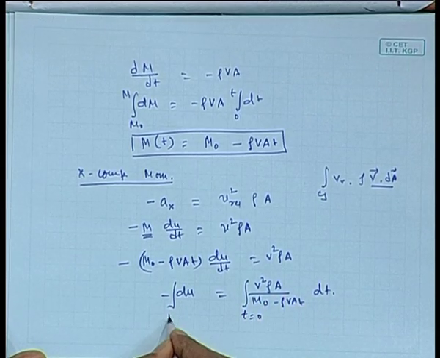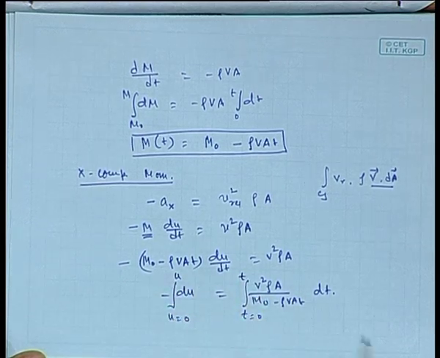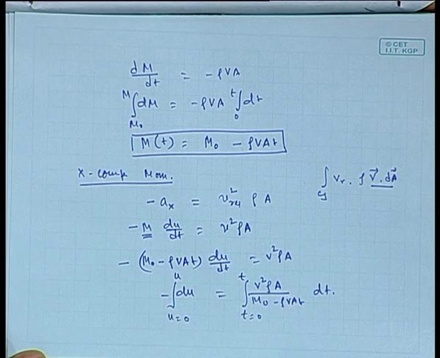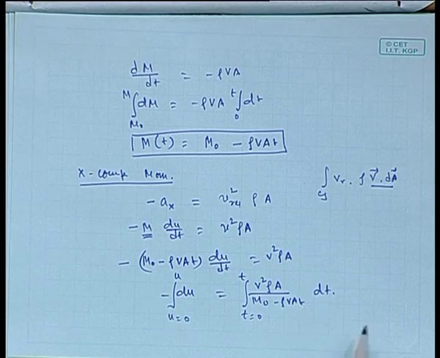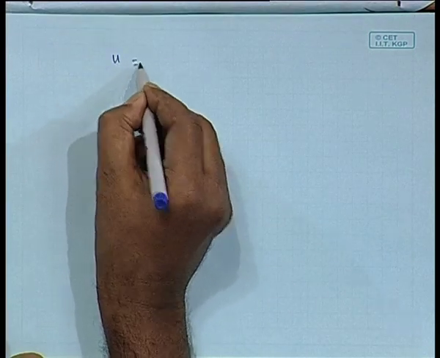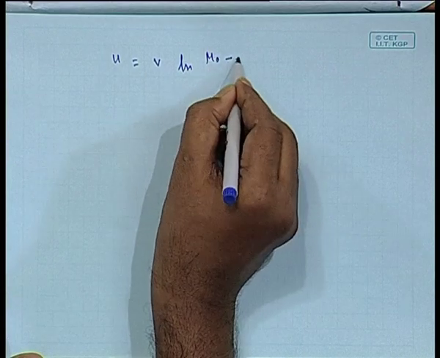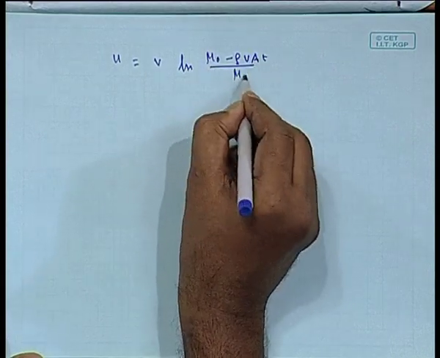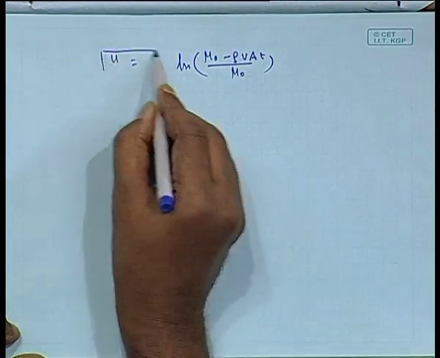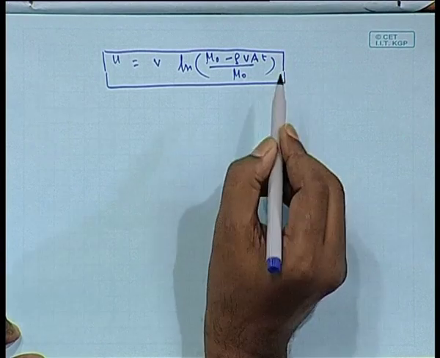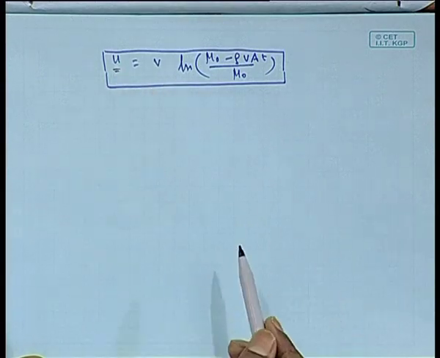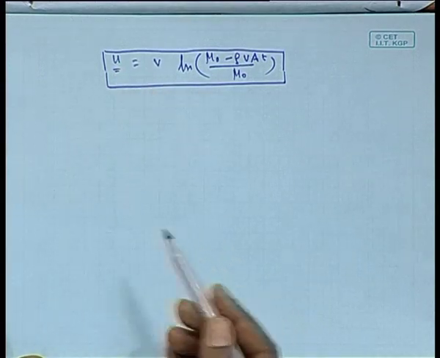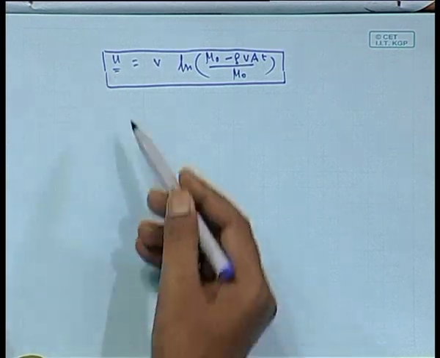At time t equal to 0, the velocity was 0. At time t equal to t, its velocity is u. So, there it will be in terms of some logarithmic function on the right hand side, and the final expression you will be getting after the integration is nothing but u is equal to v ln m0 minus rho v at t divided by m0. So, you can put the values and evaluate the value of velocity at any point of time, or if you would like to find out how much distance it has traversed, you just replace u by dx dt and carry out this integration.